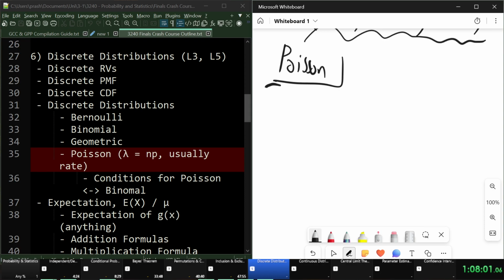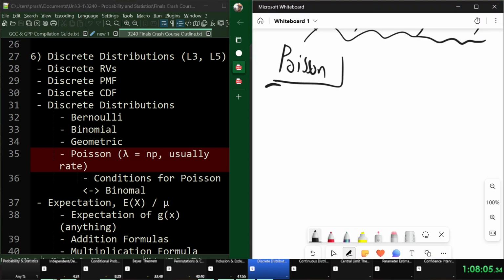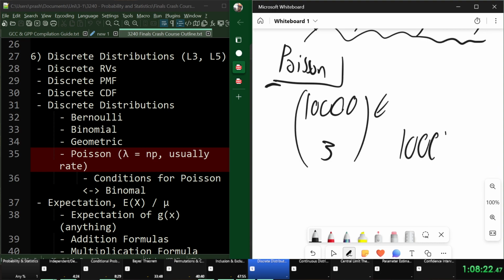Poisson is great when it comes to scale, because let's say you've got a huge number of trials, like you do something 10,000 times, and you want to find the probability that it happens 3 times in a certain duration. You would have to evaluate this number. And that means putting 10,000 factorial in your calculator, which is absolutely ridiculous and mind-boggling, and none of our handheld calculators can do this right now.